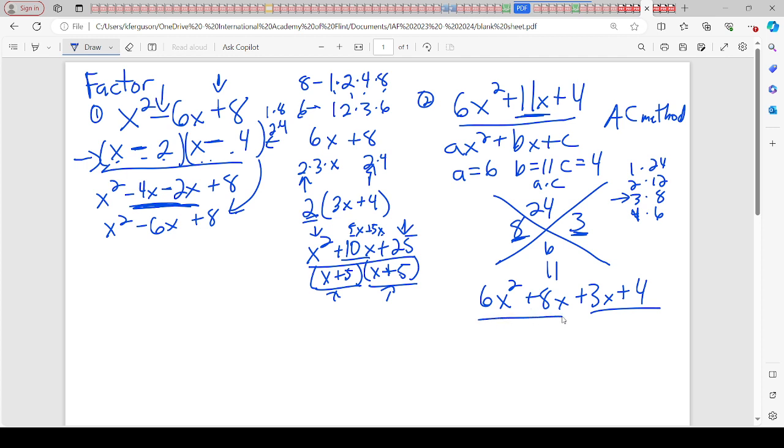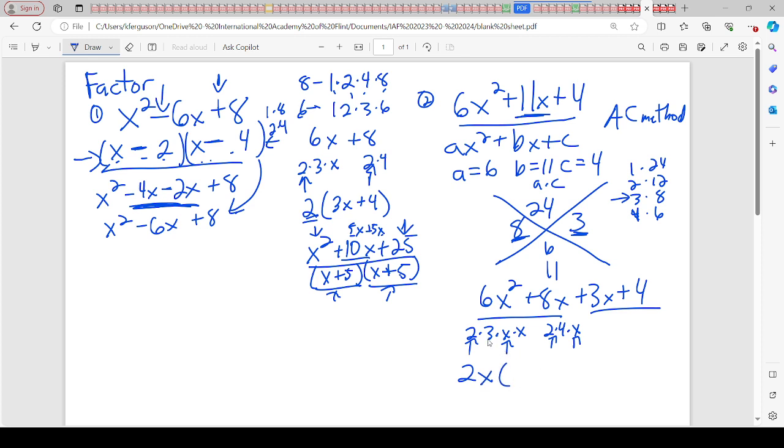Now I'm going to group these pairs together and then I'm going to factor. I'm going to look to see what these two terms have in common if I break them down. Well, 6x squared is 2 times 3 times x times x. 8x is 2 times 4 times x. I look to see what they have in common: a 2 and an x. So that's what I do. I pull out a 2x.